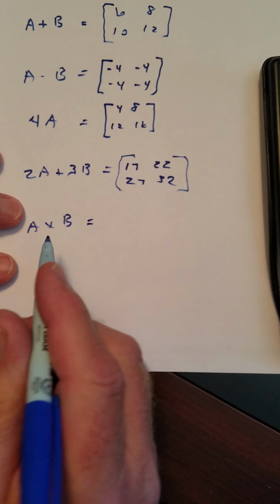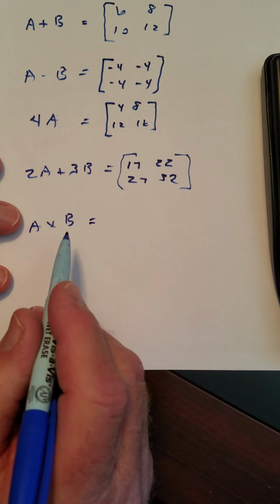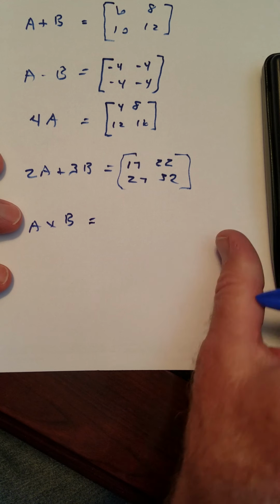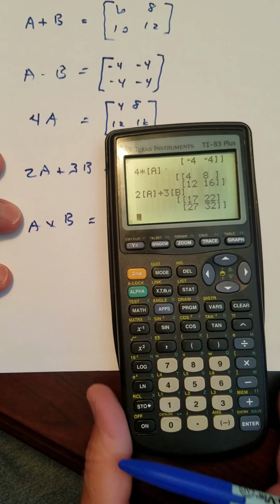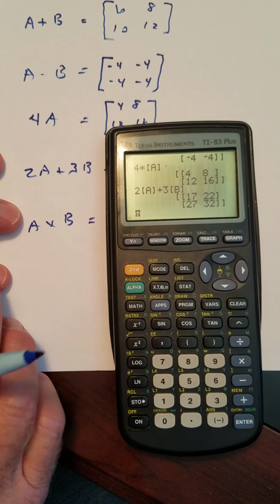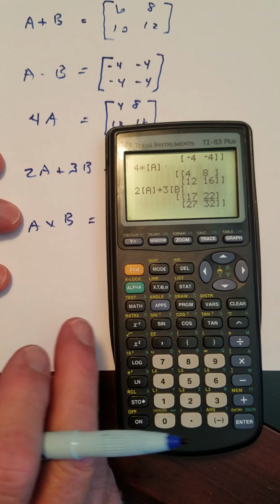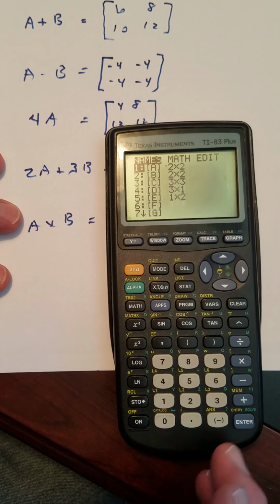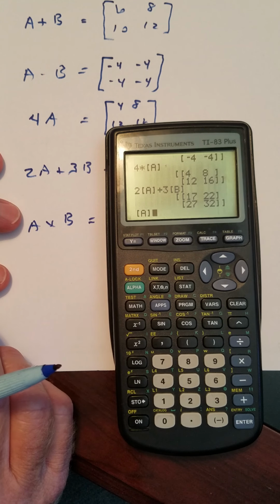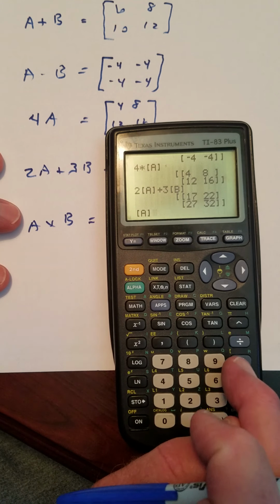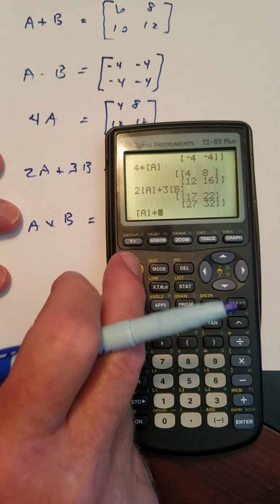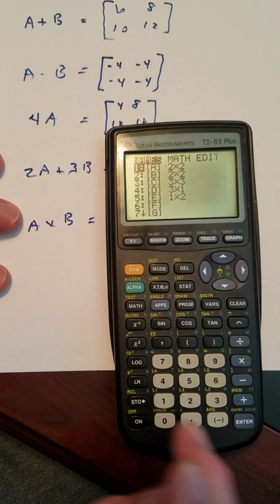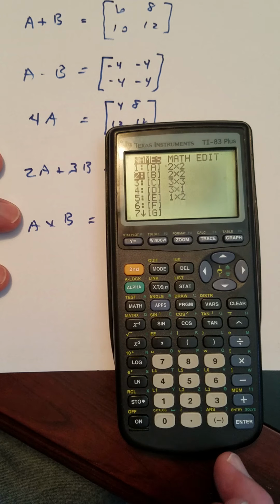Now, what if I took a times b? Now, this is not something you can just look at and come up with the answer. Well, you're going to find it's not any harder. I'm going to go second, matrix. I'm going to take a times second matrix b.